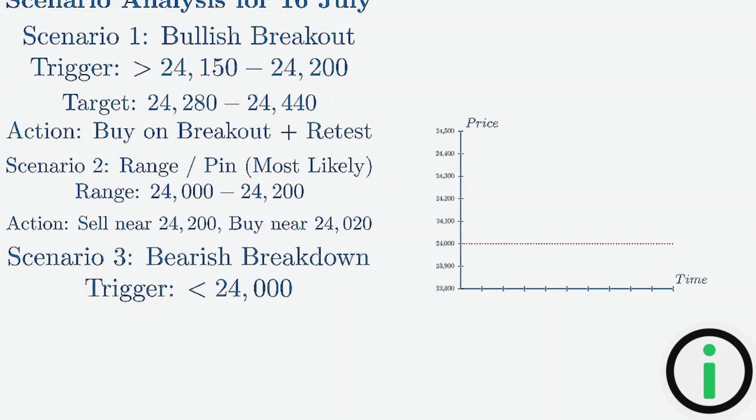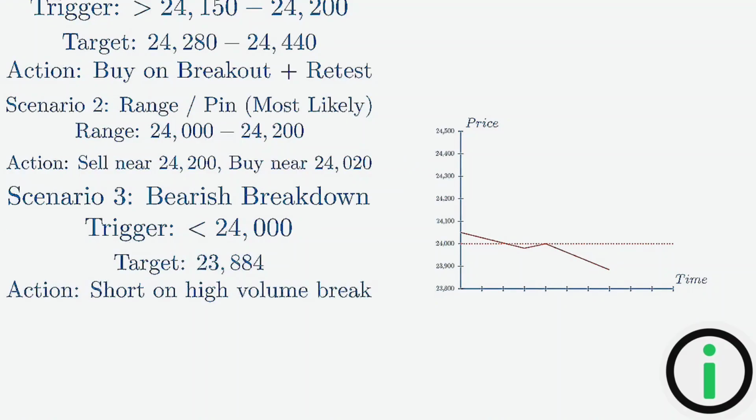Finally, the bearish breakdown. This is triggered if the price breaks and holds below the 24,000 psychological level. If it breaks decisively with high volume, we could slide toward 23,884. Without that volume, any dip below 24,000 might just be another trap.